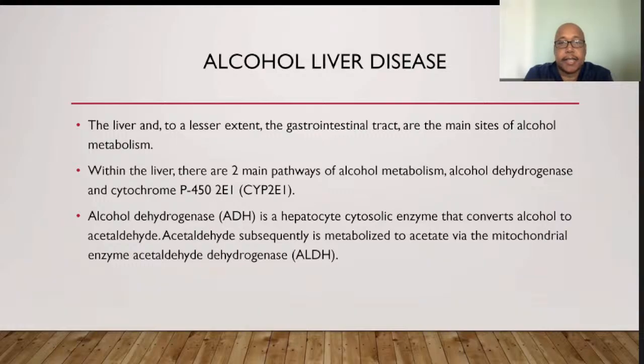In terms of alcoholic fatty liver disease, within the liver there are two main pathways of alcohol metabolism: either alcohol dehydrogenase or the cytochrome P450 2E1. The alcohol dehydrogenase is the hepatocytosolic enzyme, and that converts the alcohol to acetaldehyde, which is subsequently metabolized to acetate via the mitochondrial enzyme.